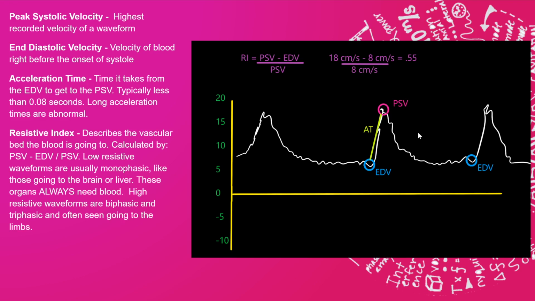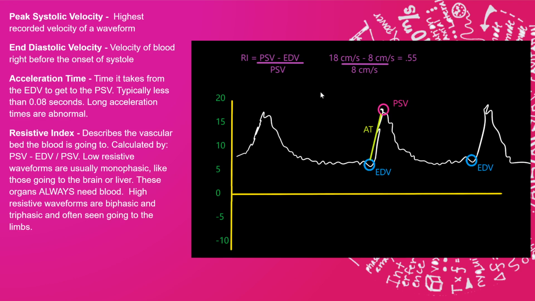Now, when we have low resistive waveforms, they're typically going to be monophasic, so everything's above the baseline. And these types of waveforms are usually going to organs that need blood, like your brain, like your liver, like your heart, like your kidneys. Those need blood constantly to function. So they're going to have monophasic waveforms when they're operating normally. On the other side of that, limbs, your intestines when you're not eating, they don't need nearly as much blood. So we'll see waveforms going to those areas to be more biphasic or triphasic.